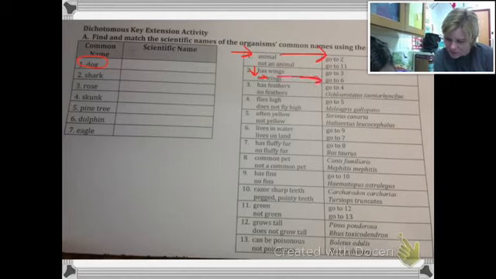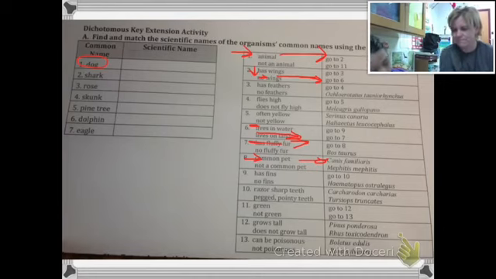Number 6. Does this organism live in the water? No, he lives on land. So the directions tell us to go to 7. Does he have fluffy hair? Some dogs do, so we're going to say yes, our little dog does. Now the directions tell us to go to 8. Is he a common pet? Yes. So his scientific name is Canis familiaris, the common dog.